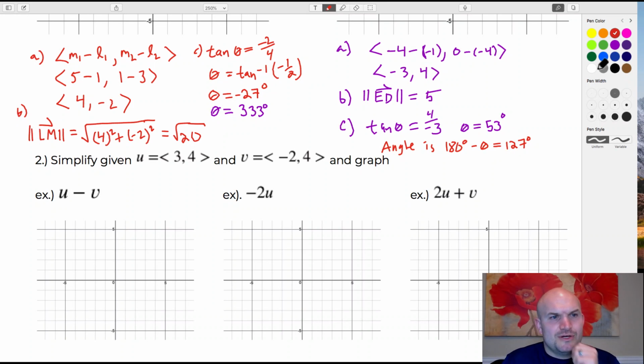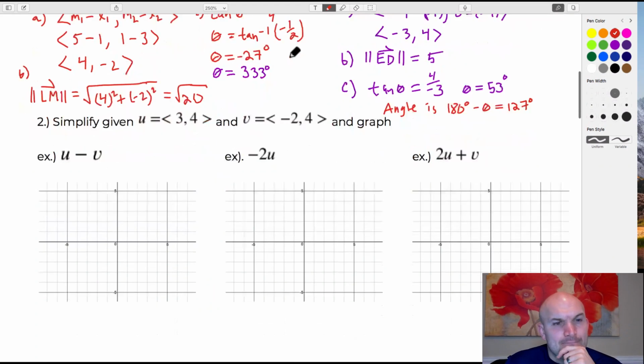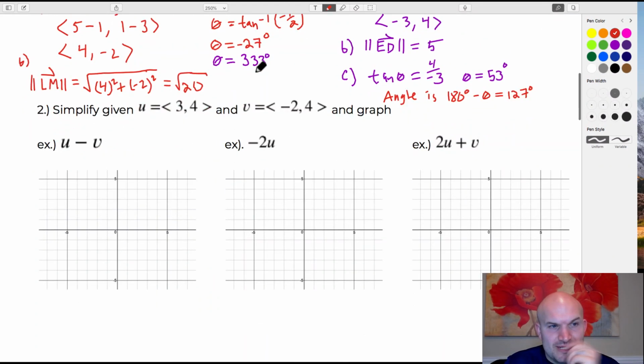All right, so let's go ahead and simplify, given u is 3 comma 4 and v is negative 2 comma 4. You can notice that these two vectors are in component form, and rather than calling our vectors something like LM with the little symbol, we're just giving them variables u and v. So I'll work on these a couple different ways. Let's go ahead and graph u and v. Actually, you know what? Let's do it this way. What I told my students to do is instead of subtraction, we'll just rewrite this as addition: u plus negative 1 times v.